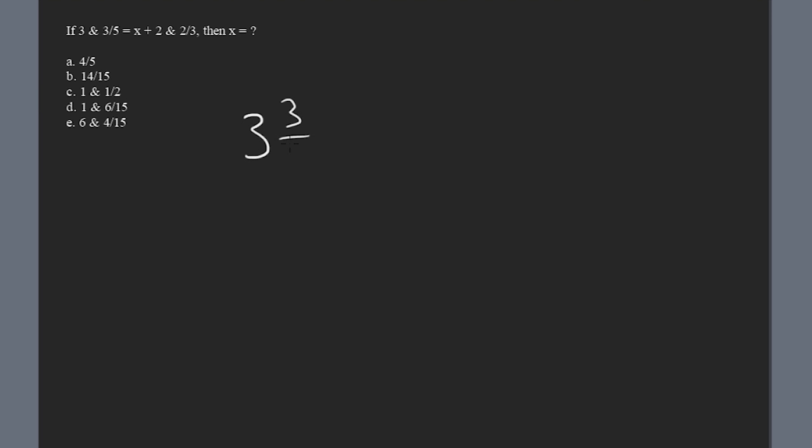Alright, last problem. If 3 and 3/5, that's right, mixed numbers. Haven't seen these in quite a while, I'd bet. Plus 2 and 2/3. If 3 and 3/5 is equal to x plus 2 and 2/3, then what is x equal to?